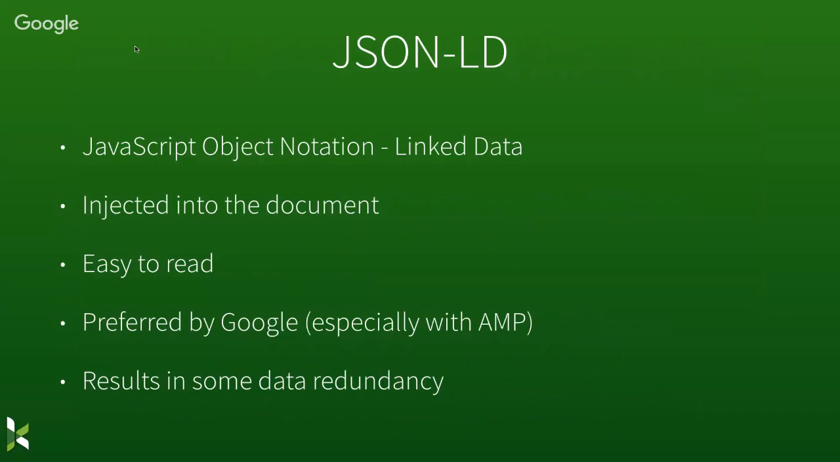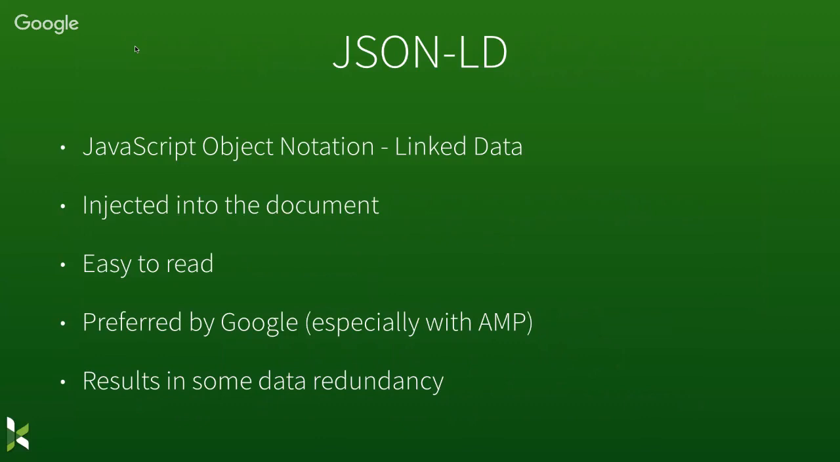JSON-LD, on the other hand, is the newer player on this scene. JSON-LD stands for JavaScript Object Notation for Linked Data. This is just a JSON object, and it contains the same kind of property listing that we've looked at previously. It can be injected into the document. We can stick it in the body or in the head, it doesn't matter. It's much easier for humans to read than your more inline formats.